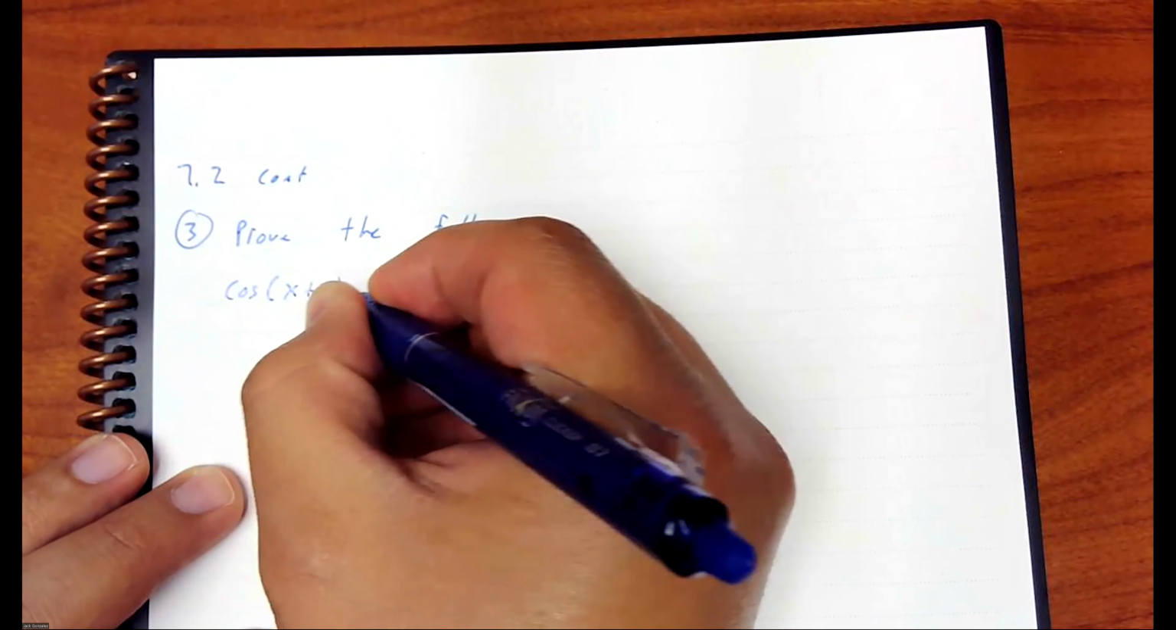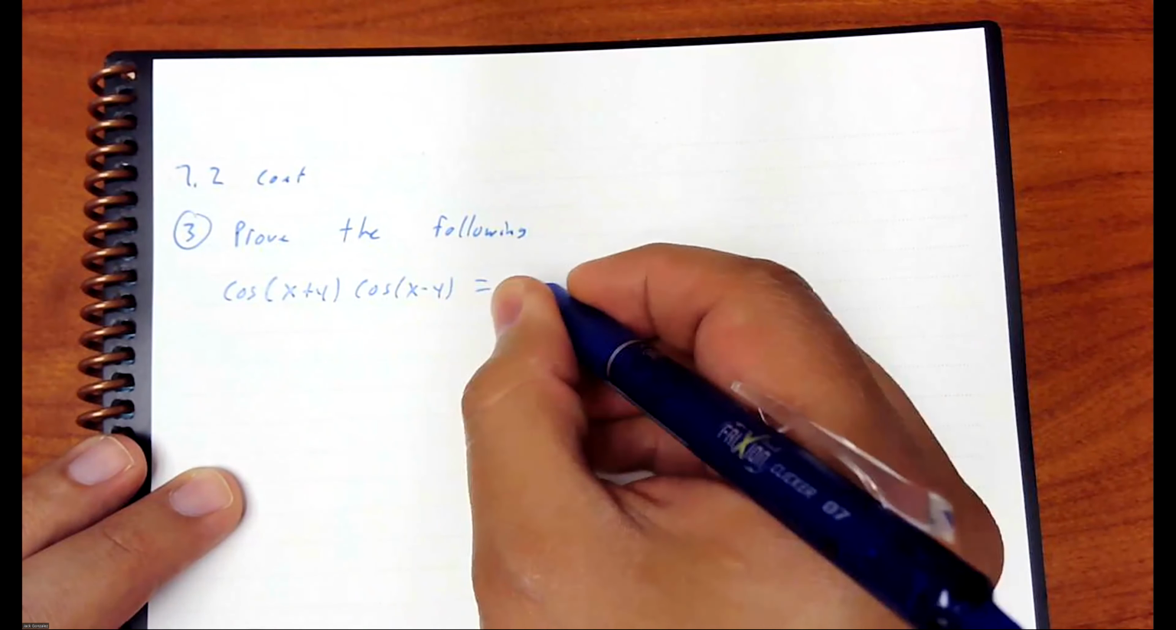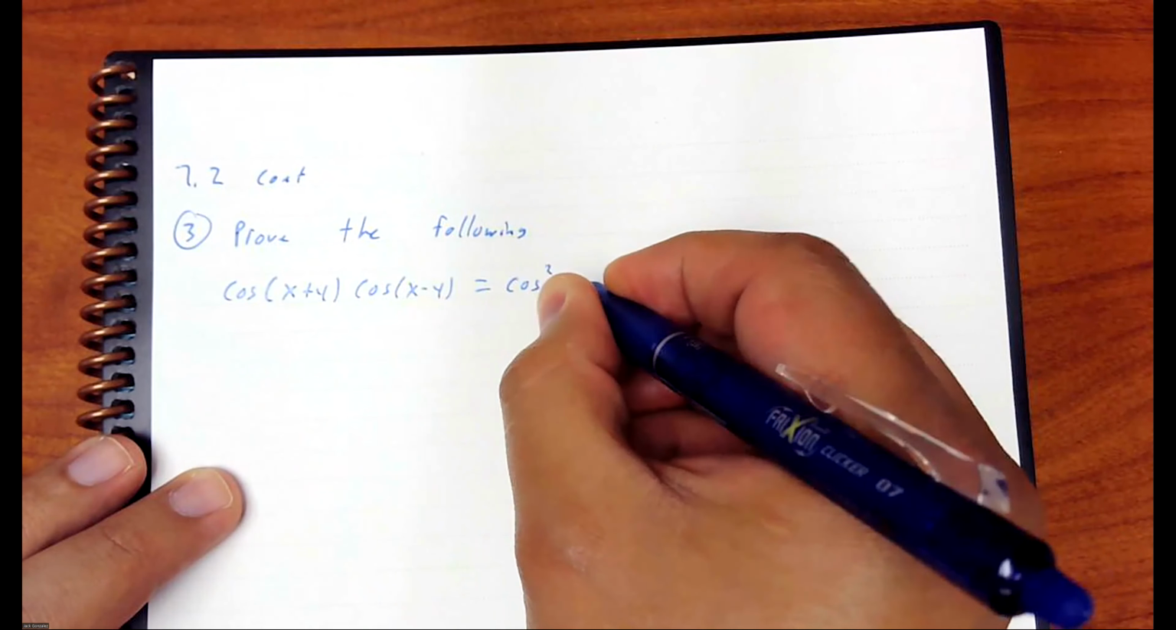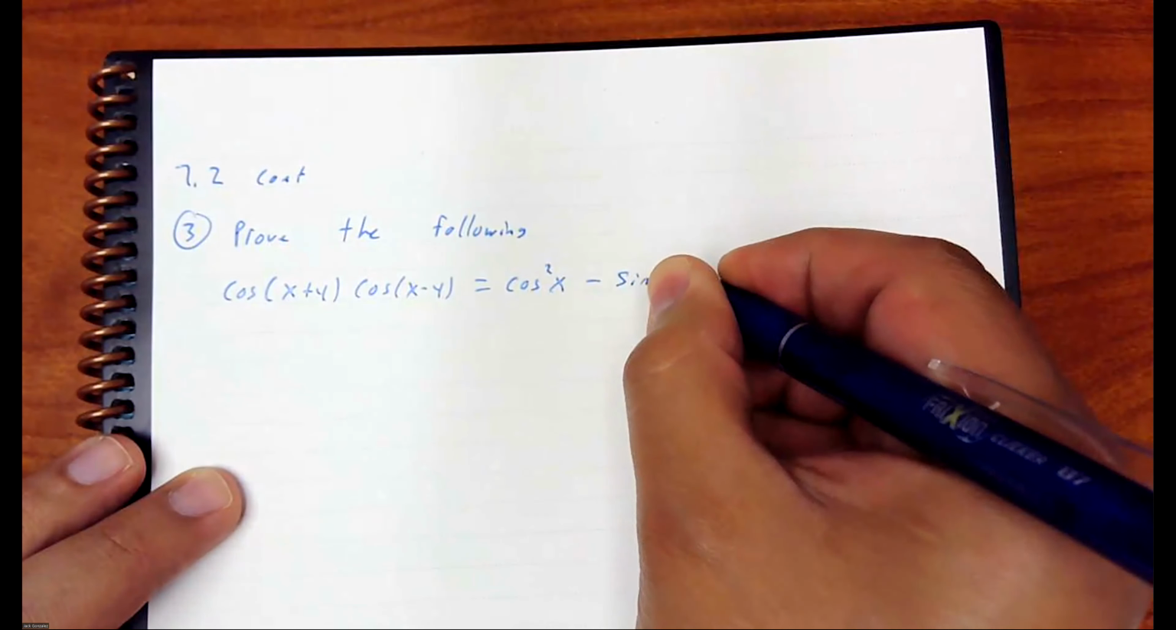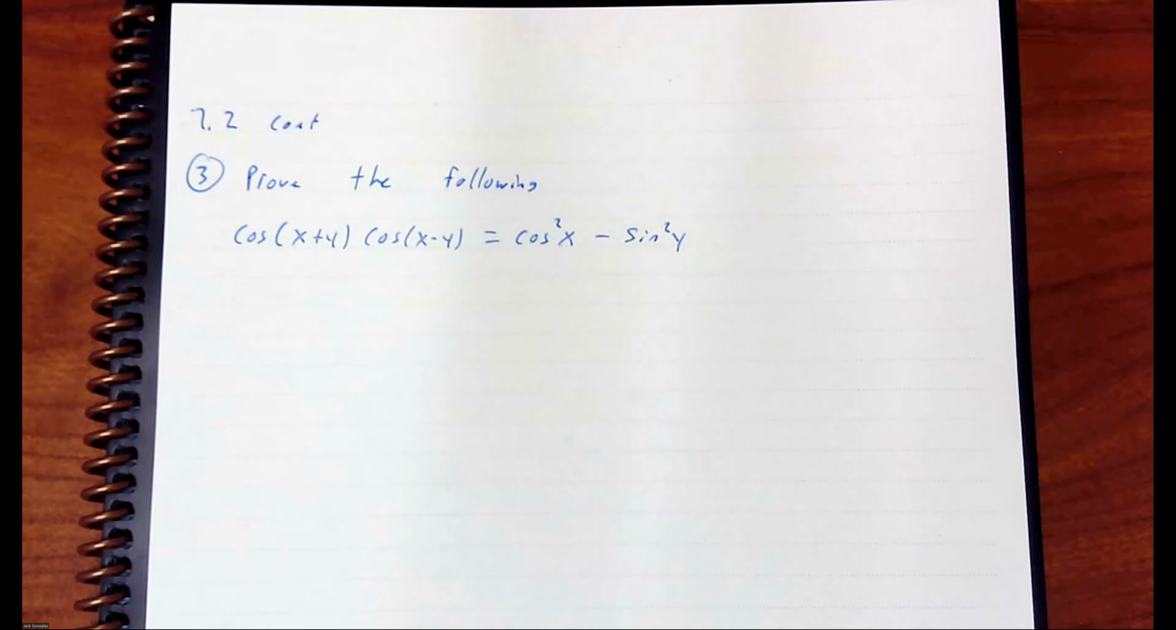Cosine x plus y times cosine x minus y is equal to cosine squared x minus sine squared y. So it looks like we should start on the left-hand side and do our sum and differences. Things should cancel and turn into the right side.